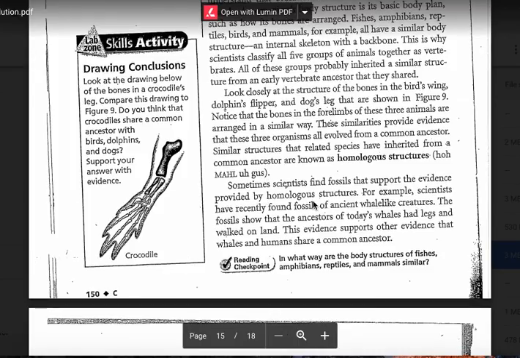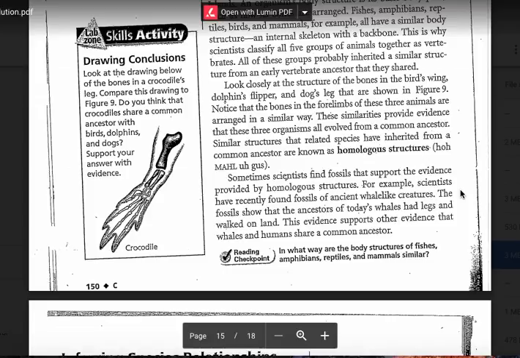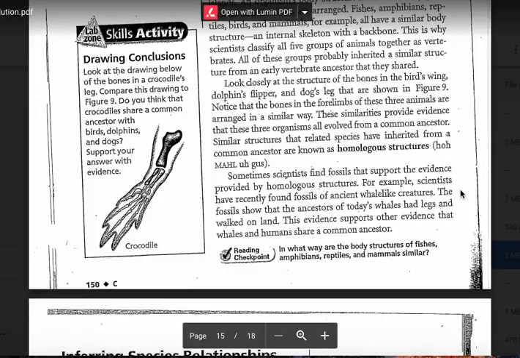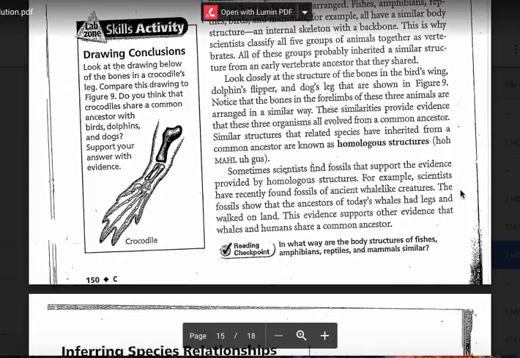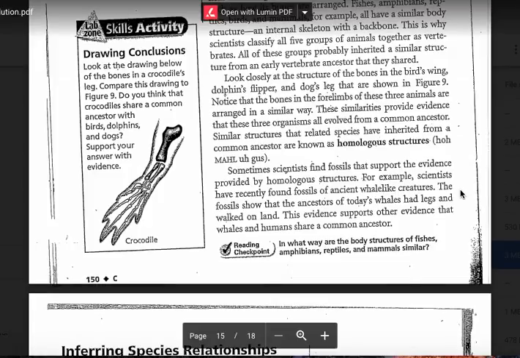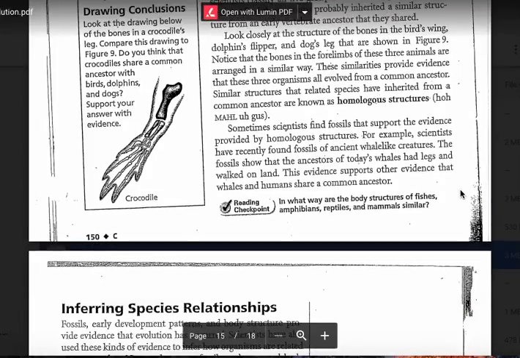Sometimes scientists find fossils that support the evidence provided by homologous structures. For example, scientists have recently found fossils of ancient whale-like creatures. The fossils show that the ancestors of today's whales had legs and walked on land. This evidence supports other evidence that whales and humans share a common ancestor.